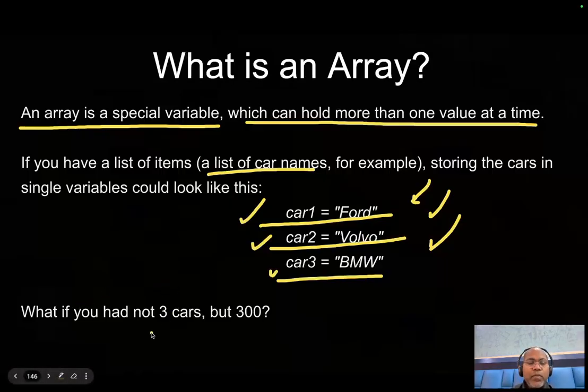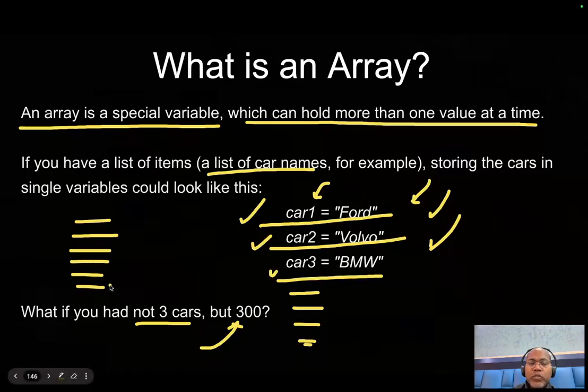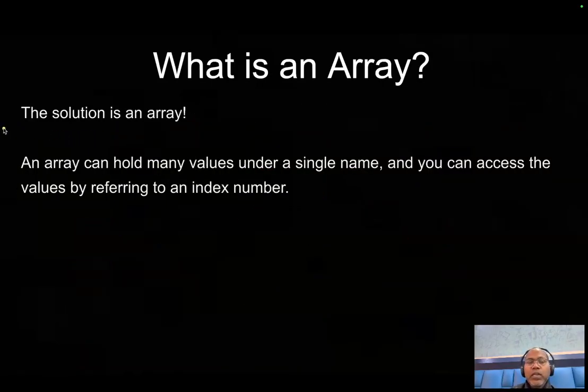But what happens if you have not three cars, but 300 cars or 3000 cars? Creating 300 variables is very tedious work. So in this situation, instead of creating separate variables, we use the inbuilt data structure. This is the use case whenever you are going to manage, store, or collect more than one value or object. The array data structure is the preferred choice. So the solution here is the array.